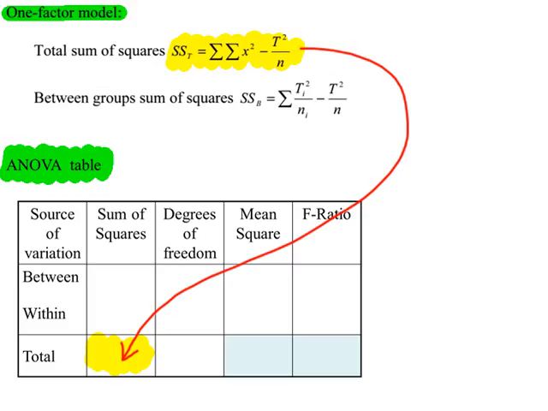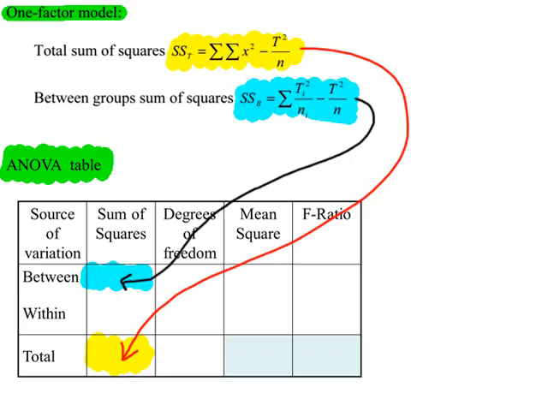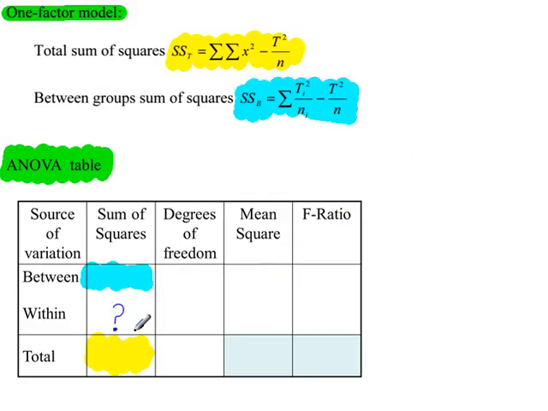So the total sum of squares, SST, from this formula goes here. The between sum of squares will go here. And then these two values add to give this total. So we can work out this missing value.